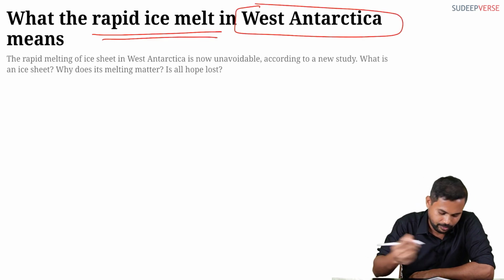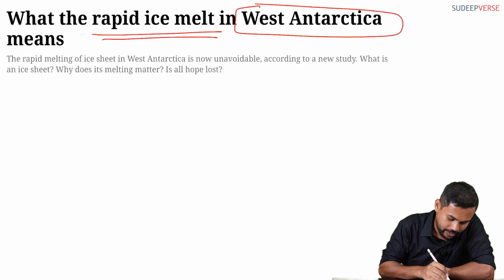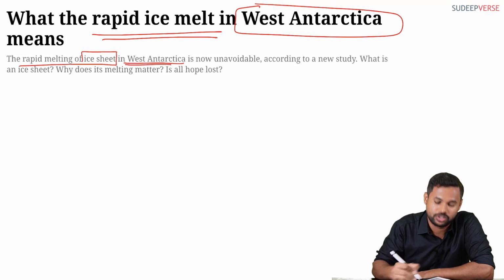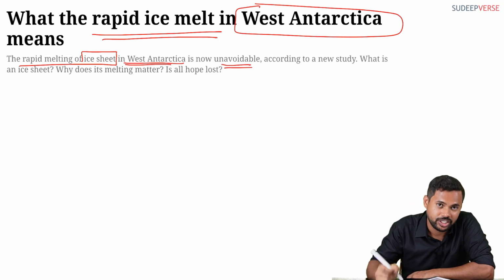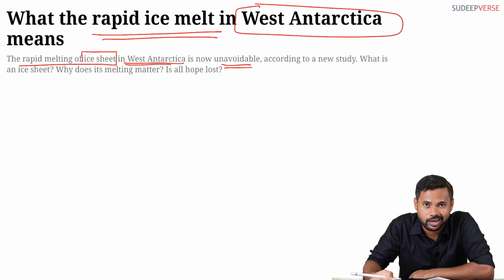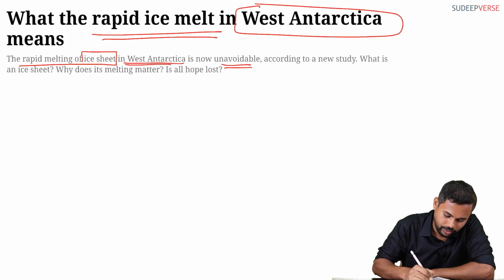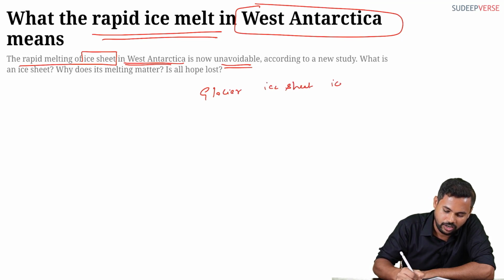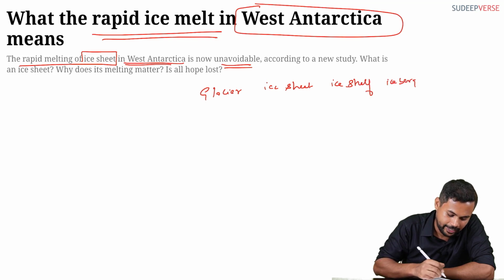What does it mean? Basically what they're talking about is the rapid melting of ice sheet in West Antarctica is now unavoidable according to the new study. And what does this ice sheet mean? See, what you may think is, you may think it from a normal parlance, but there is a difference between what is a glacier, what is an ice sheet, what is an ice shelf, and what is an iceberg. Okay, and overall what is sea ice.